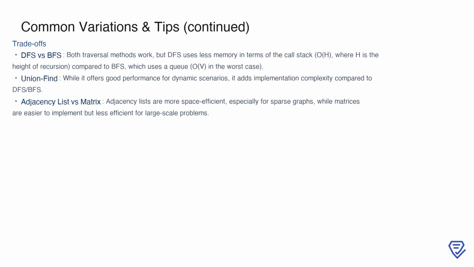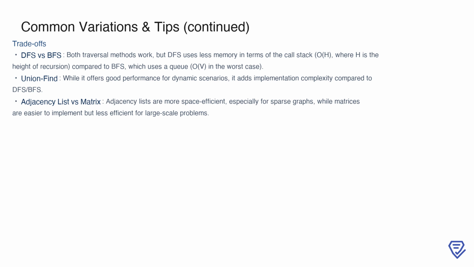There are important trade-offs to consider between different approaches. For example, both DFS and BFS work well, but each has its own memory characteristics. DFS relies on the call stack, which uses O(h) memory, where h is the height of the recursion. BFS, on the other hand, uses a queue that can take up to O(V) memory in the worst case. Union find is another technique that offers excellent performance for dynamic connectivity problems, but it can be more complex to implement compared to DFS or BFS.